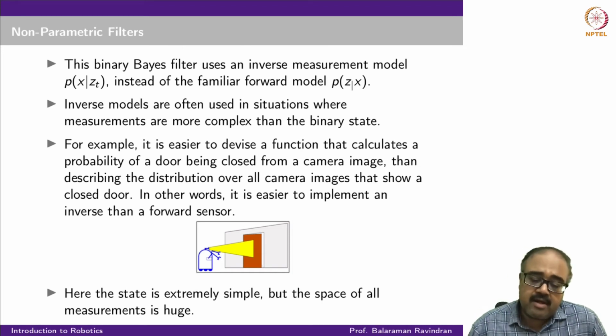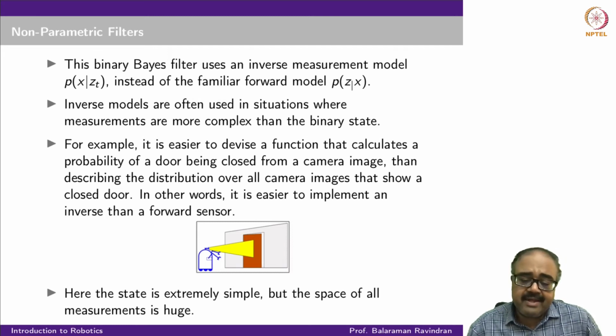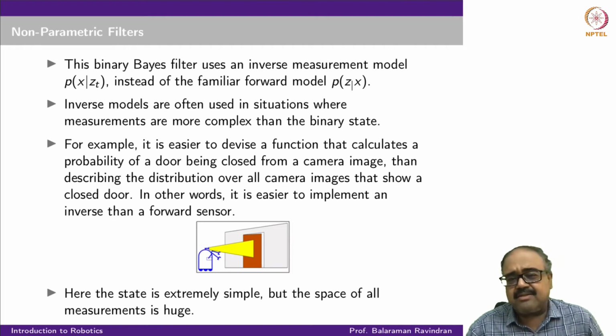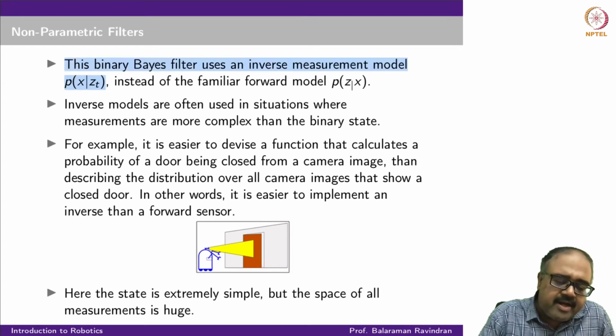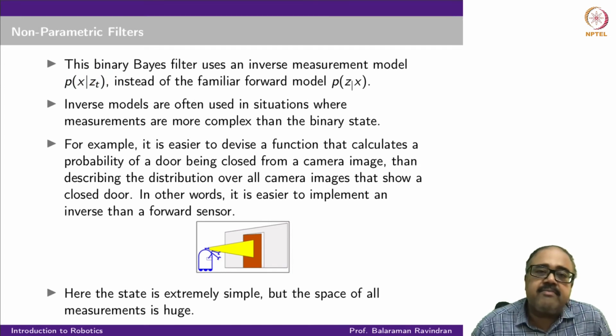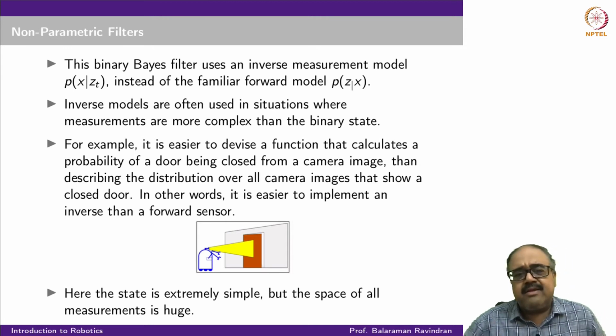So if I'm going to represent the forward model, then I will have to represent the distribution over a very complex space, which is the space of the observation, the space of all images that my camera could capture. Now that's a fairly complicated endeavor. So what we do here is, because the state is so simple, we try to see if we can work with this inverse measurement model.